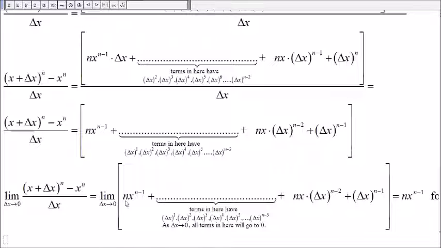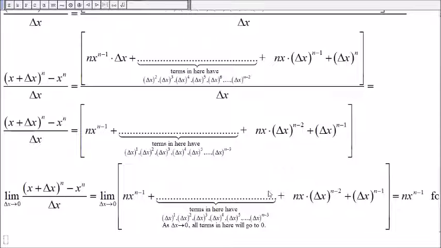The limit of the first term as delta x approaches 0 is just this, because there's no delta x in this term. And so we get n times x to the n minus 1. The next term has a delta x to the first, but as delta x approaches 0, this term goes to 0. The next term has a delta x to the second. It also goes to 0.